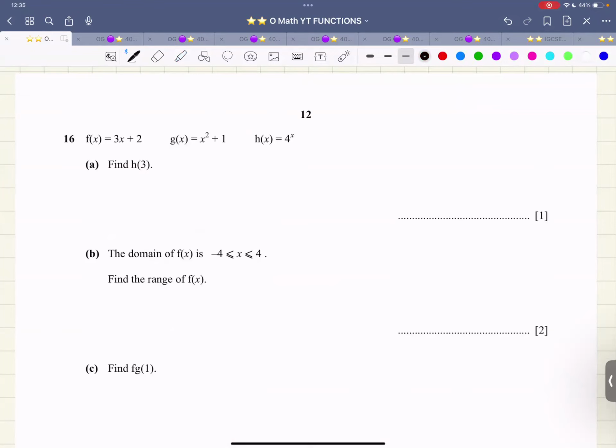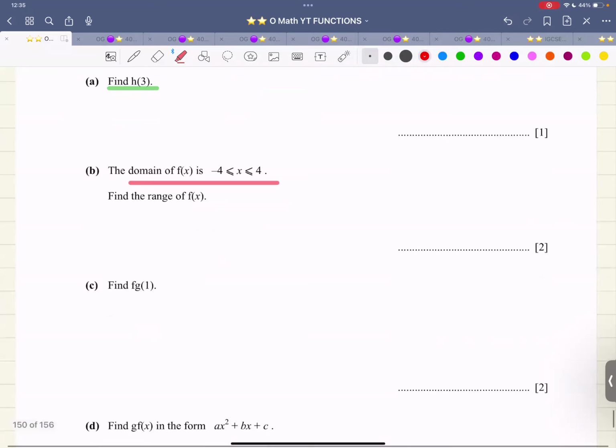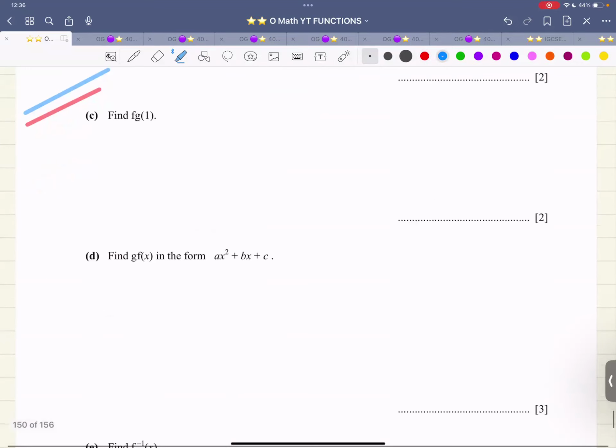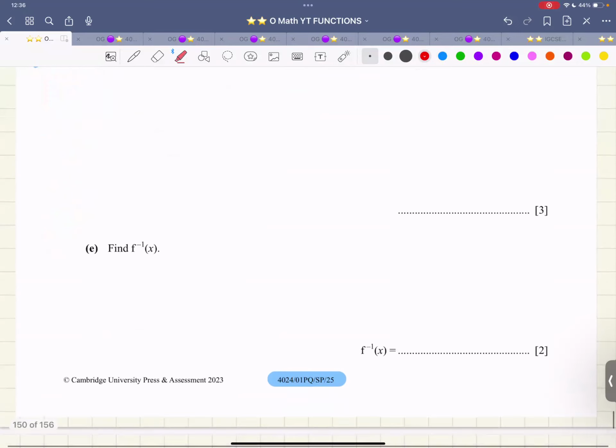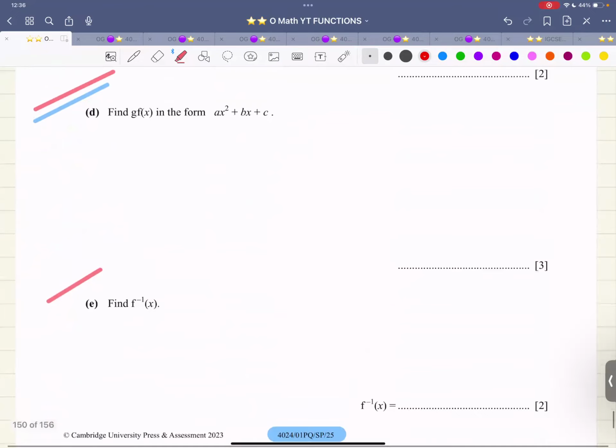First part. And let me highlight in 3 colors so I know exactly what I am doing. That is f(x). This is g(x). This is h(x). The first part is about h, so I don't mix it up. The second part is about f(x). The third part is about f and g both. And the fourth part is also about f and g both. And then the last part is about f(x), I think in red color. So there are 5 different things.